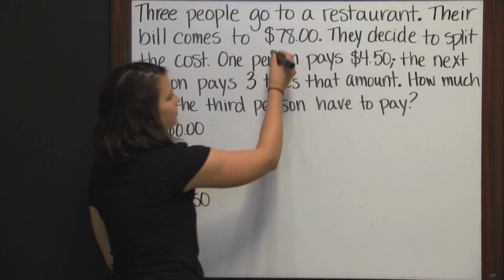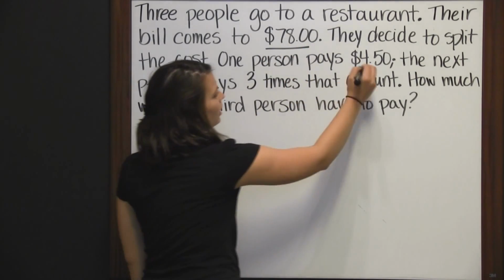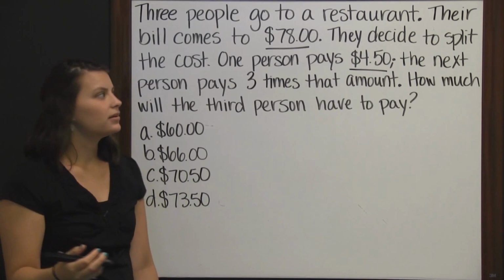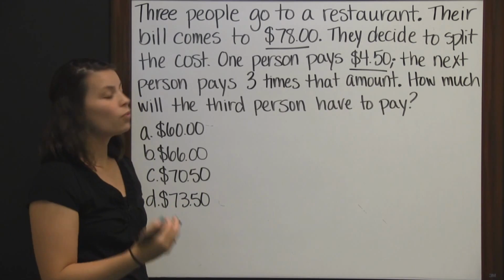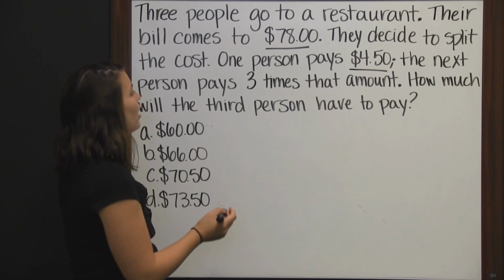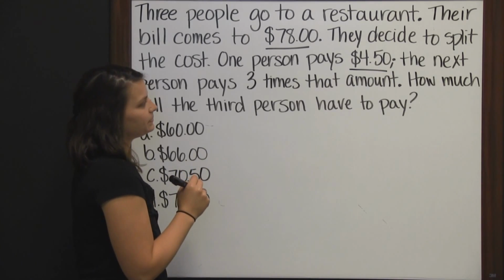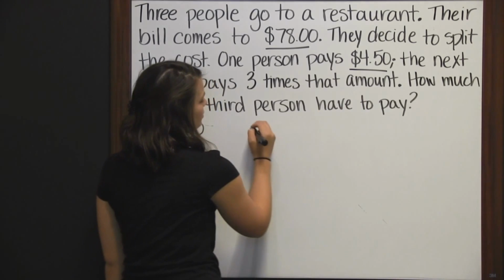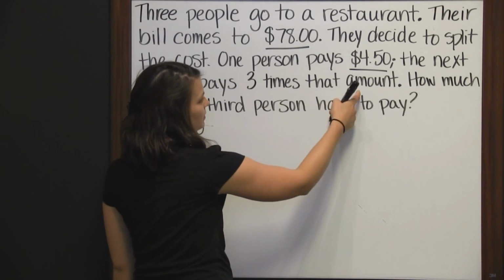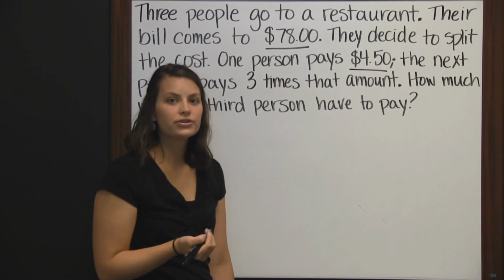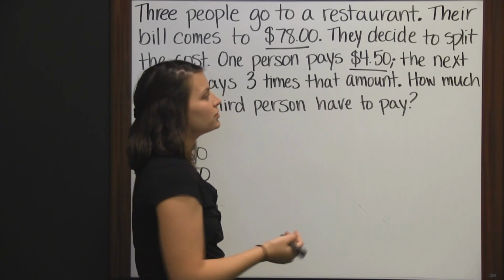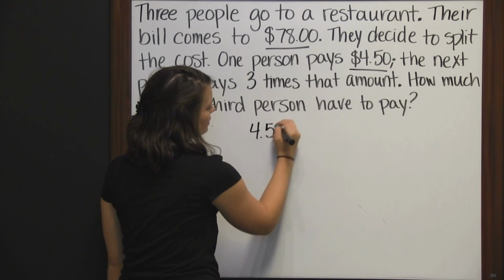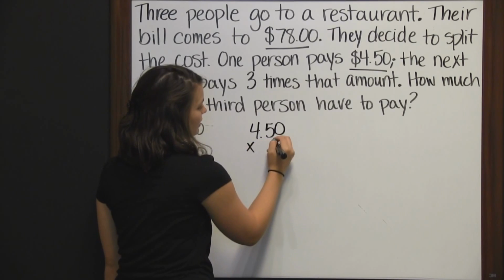So we know the total and how much one person paid. We're also given an idea and a way to figure out how much the second person paid. Says the next person pays 3 times that amount. 3 times, and that amount being $4.50. So to figure out how much they paid, we take the $4.50 and multiply it times 3.